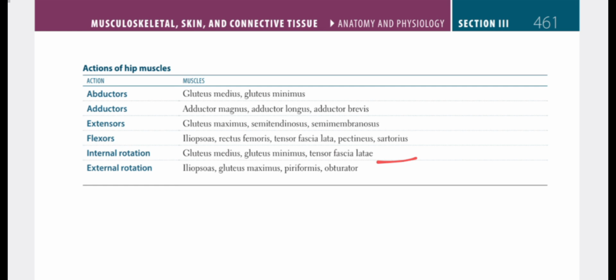So this was all about the action of hip muscles. You are usually tested on these functions on the USMLE Step 1, so you need to be well aware of these actions of hip muscles.